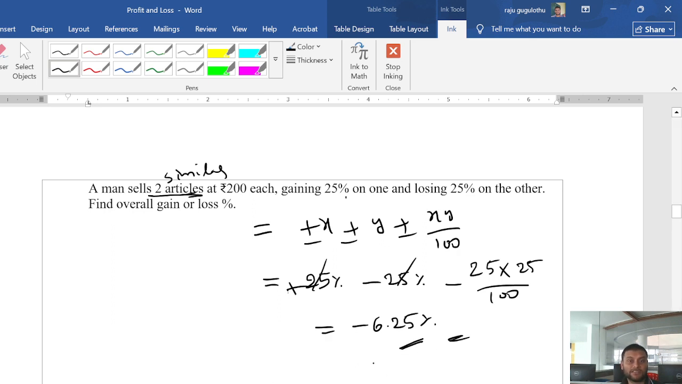This is the shortcut for this question, and the final answer is 6.25.